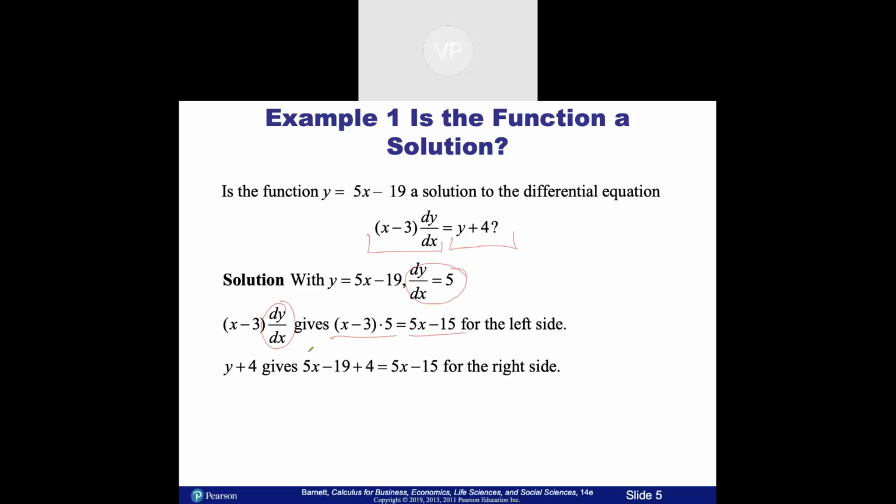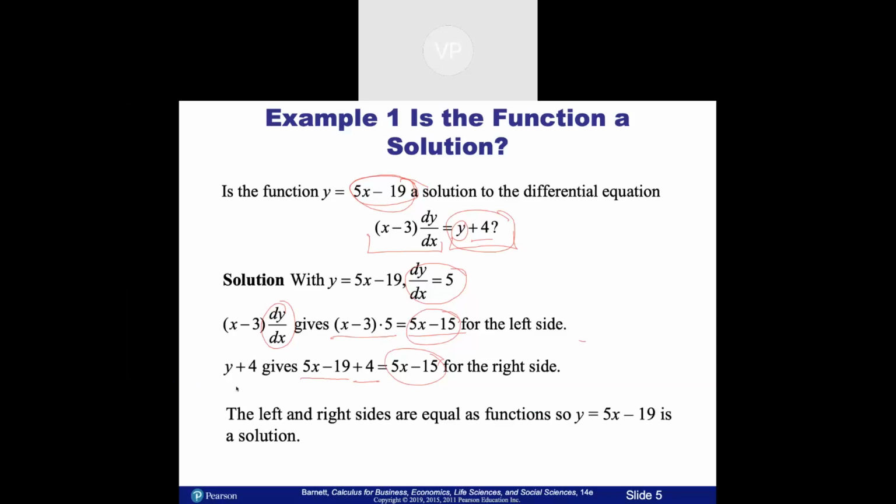The right side, which is this, you replace the y with the original equation. So that right there becomes this, and that's how they get this 5x minus 19 plus the 4. And then when you simplify that, you get 5x minus 15. If you get the same thing on both sides, that's what they mean by something being a solution. Left and right sides are equal, therefore the original equation is a solution.